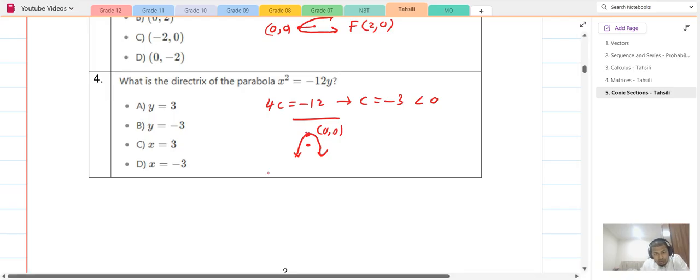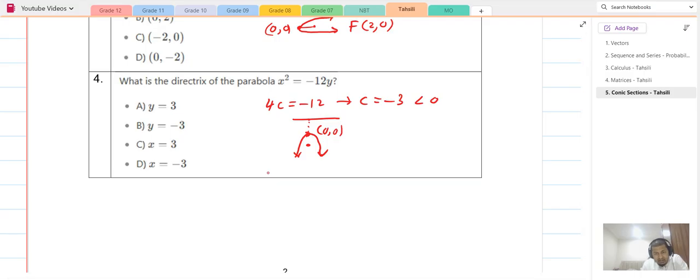So if we go 3 units up, you're going to get 0 and 3. If you go 3 units up, you're going to add to this, that point will be 0 and 3, and the equation of this is y is equal to k, so that's the value 3 there. So y is equal to 3. That's the equation of the directrix line.